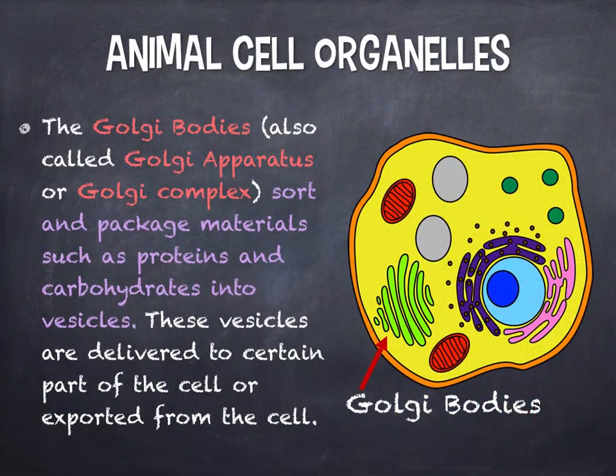The Golgi bodies can also be called Golgi apparatus or Golgi complex. They sort and package materials such as proteins and carbohydrates into vessels. These vessels are delivered to certain parts of the cell or exported. They leave the cell.